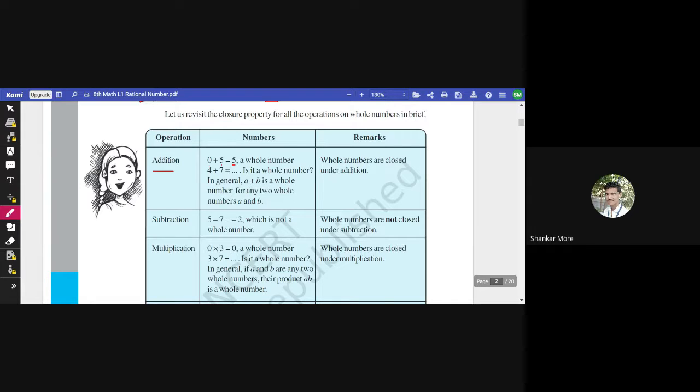Now the third one is the multiplication property. Zero is a whole number, three is also a whole number, 0 into 3 is going to be 0, which is also a whole number, right. Second example, 3 is also a whole number, 7 is also a whole number, 3 into 7 is what? Tell me, quick. Yes, it's 21. And what is 21? It is an integer, it is also a rational number, but most importantly for this particular example this is a whole number, okay, good.